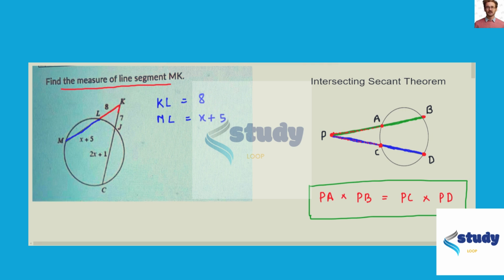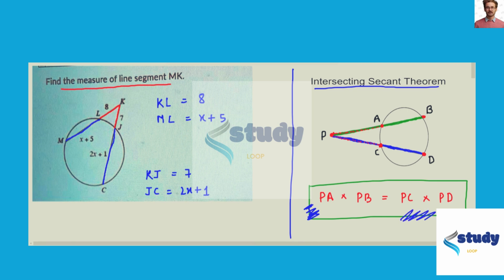Similarly, the length of segment KJ is given as 7 units, and segment JC is given as 2x plus 1 units. Now, we will use the intersecting secant theorem in this question. For instance, in this diagram, by the intersecting secant theorem, PA times PB is equal to PC times PT.